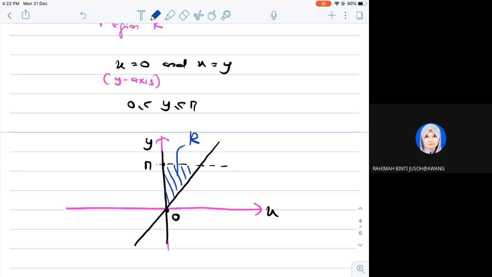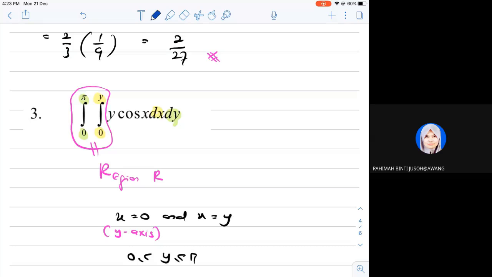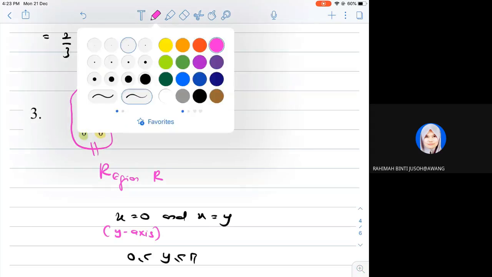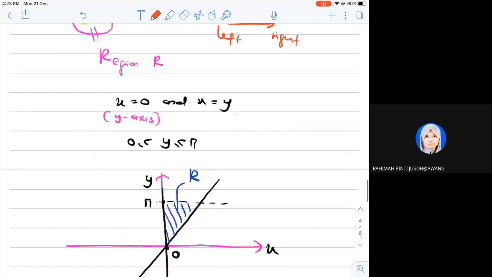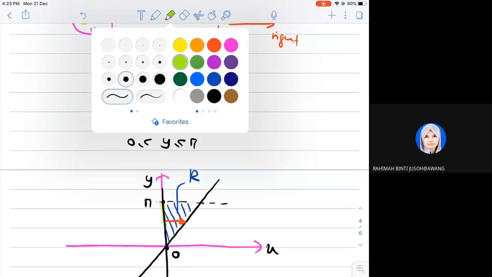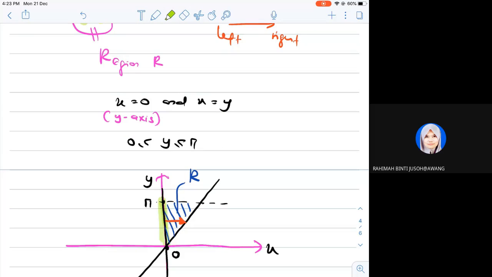Okay, x equals to 0 until x equals to y. So in this case, guys, we know here this is dx dy. So as I mentioned earlier, dx dy, if x comes first, it means from left to right. Okay, left to right. So left line, left to right, like this. Okay, so left line should be this, the green color, and then the right line, I use yellow color. This is the right line. Okay, from left to right.